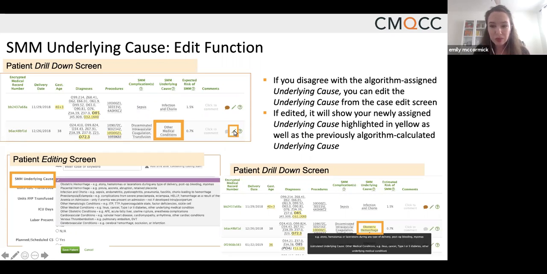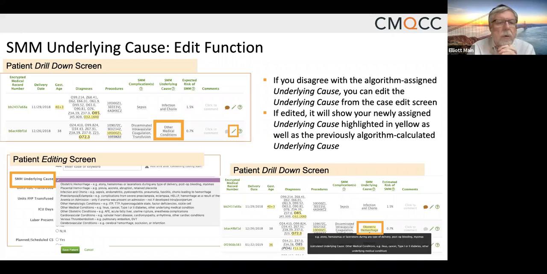So if for some reason the green pencil is not showing up, sometimes we find on specific browsers it doesn't show up. You can always click into the case here and then click the edit button in the top right-hand corner. What you see on the screen here for editing underlying cause is the pull-down menu that has all the algorithm, well, most of the algorithm for why it was assigned to that category. And so that you can use for teaching purposes about why it was in that category.